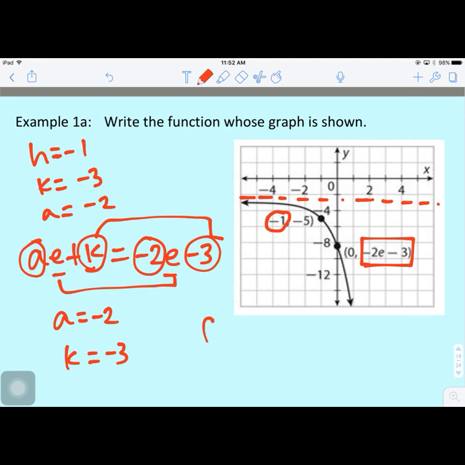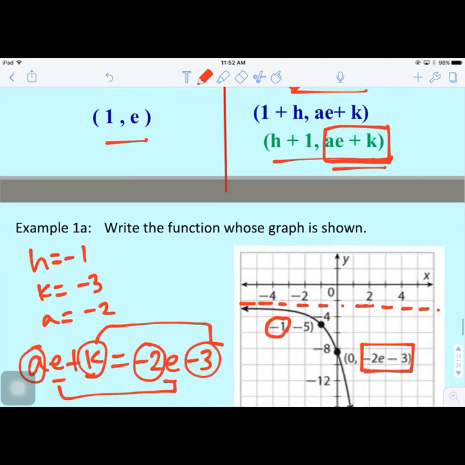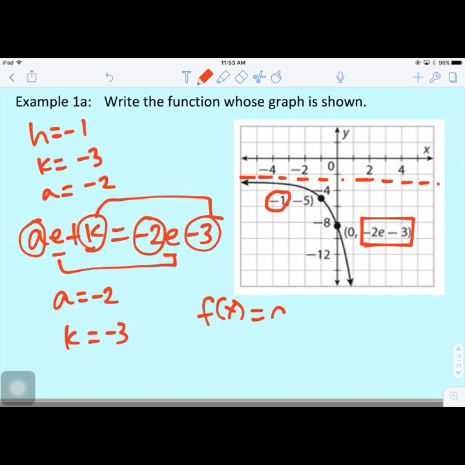The general equation for the exponential is f of x equals a e to the x minus h, plus k. So let's substitute the numbers that we have just obtained from the graph. a is -2, e is the base that is given, x minus h, that's x minus -1, so it's a +1, and then k is -3. So let's go ahead and write down that -3.